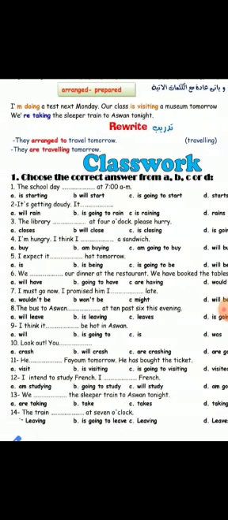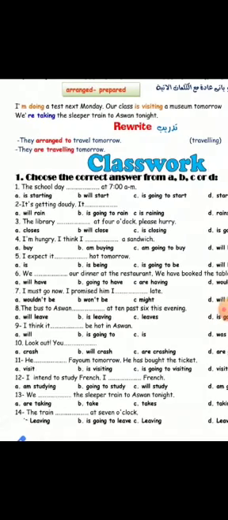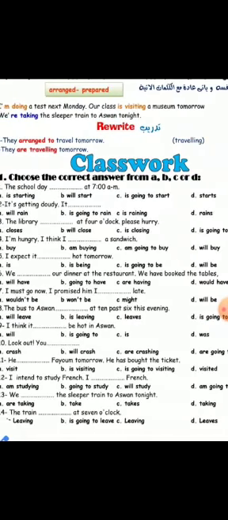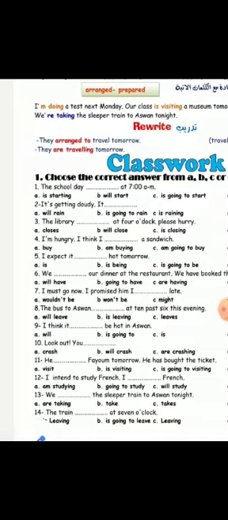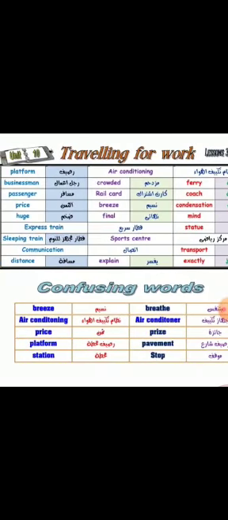Number 13, we the sleeper train to Aswan tonight. We are taking the sleeper train, because this is an arrangement. The last one, number 14, the train, when I see the train, so I can choose leaves. The train leaves at 7 o'clock.